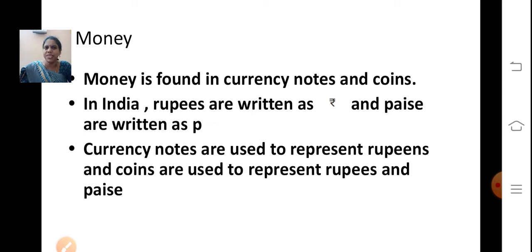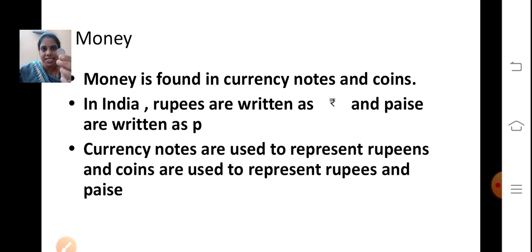What do you mean by notes? I'll show you one picture. Just see. What is this? This is a currency note. It's a 200 rupees currency note. I think you all have seen currency notes, isn't it? Have you seen coins?